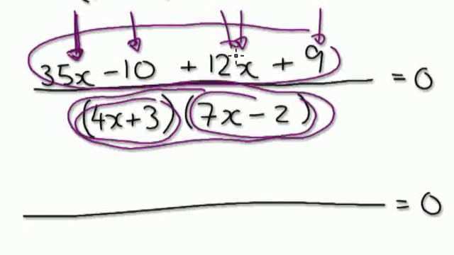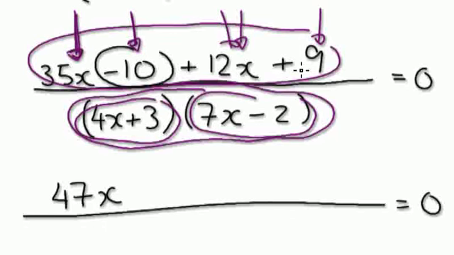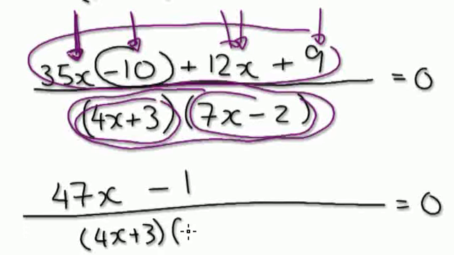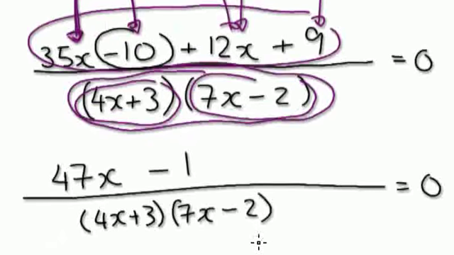So 35x plus 12x, that would be 35 elephants plus 12 elephants, it would be 47 elephants, okay? 47 elephants, this here. And you've got minus 10 here, plus 9. Minus 10 plus 9 is minus 1, okay? And then over here, let's just leave it as it is, okay? Plus 3, and then 7x minus 2, okay?